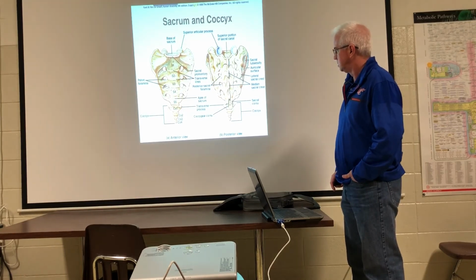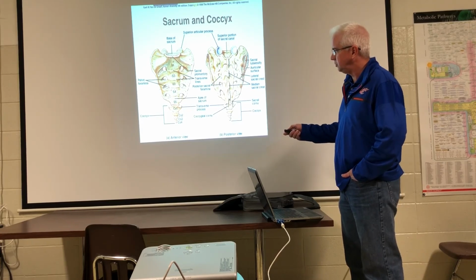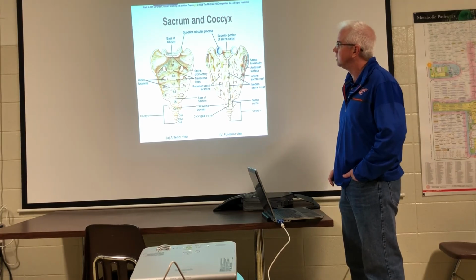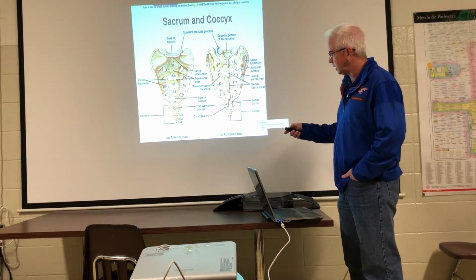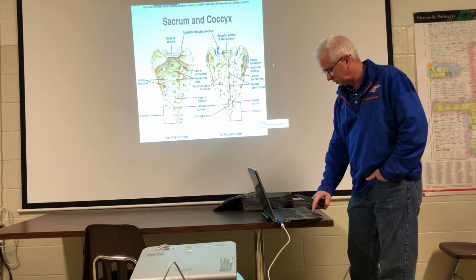All right. What else do I want to say there? The coccyx is the last fused four or five bones, normally the coccyx, that are fused together here at the end of the vertebral column. The sacrum in the adult body is one bone, and the coccyx is one bone.